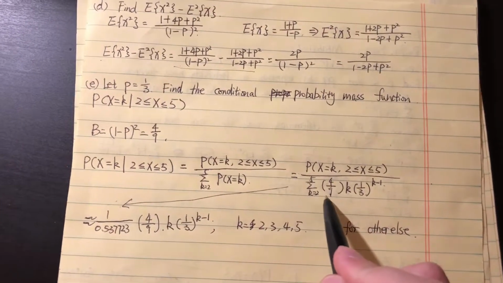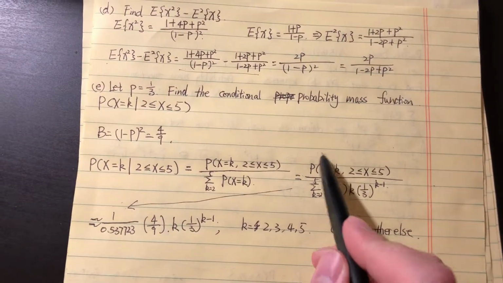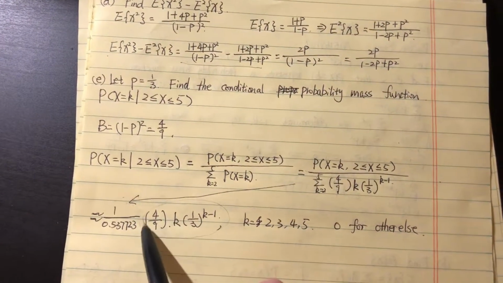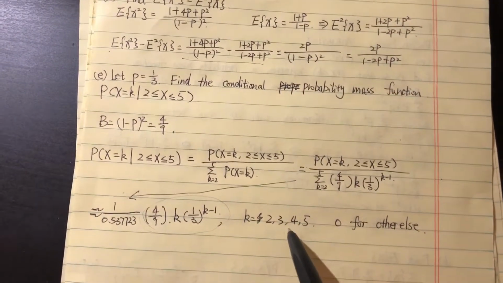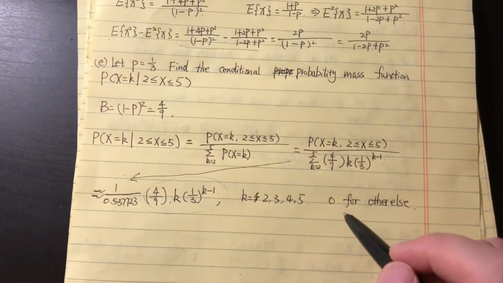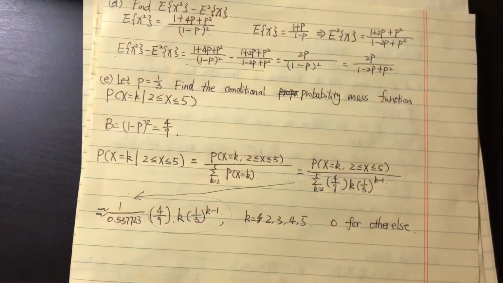This can be rewritten as this expression here, for k equal to 2, 3, 4, 5, and the probability is equal to 0 otherwise. And this is question 1.